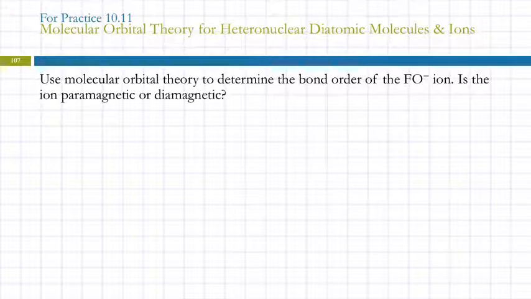Use molecular orbital theory to determine the bond order of the FO minus ion. What would the name of that ion be? Chlorate is ClO3 minus. So fluorate would be FO3 minus. So this is 2 fewer oxygens, so this would be hypofluorite ion. We can use that pattern to name things even if those things don't actually exist. We can use molecular orbital theory to predict whether this exists or not.